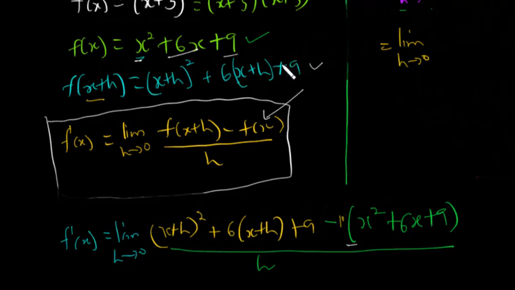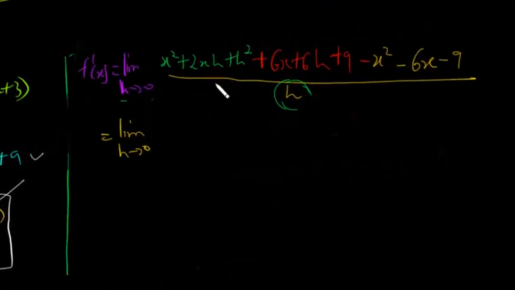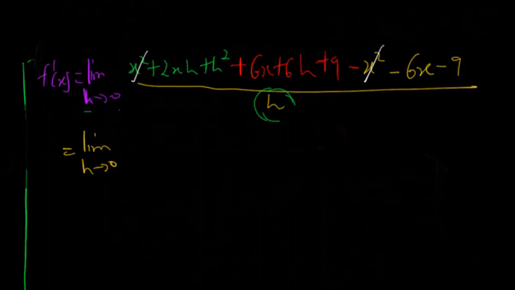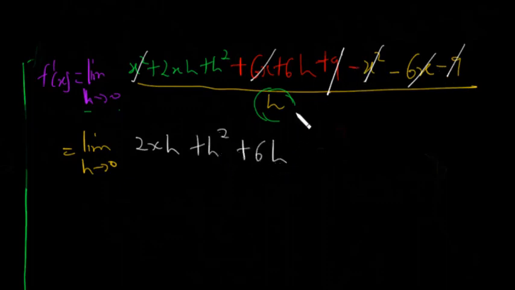The number of times that you will cancel will be determined by the number of terms that you have in a function. Look at what I mean here. x² is here, it will cancel negative x². Because we have 3 terms in the function, it's more likely we will cancel 3 times. And look at this, 6x here will cancel negative 6x here, and 9 will cancel negative 9. So you see that we've cancelled thrice. So here we are left with 2xh plus h² plus 6h, of course, all divided by h.